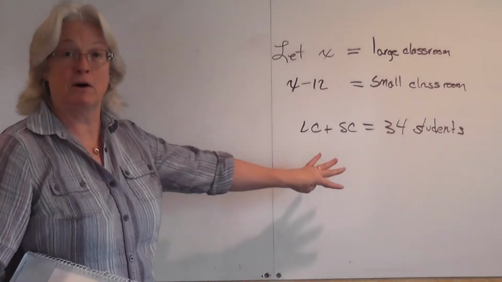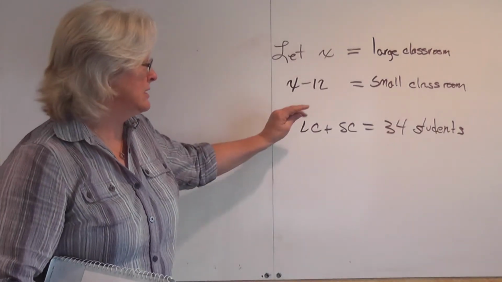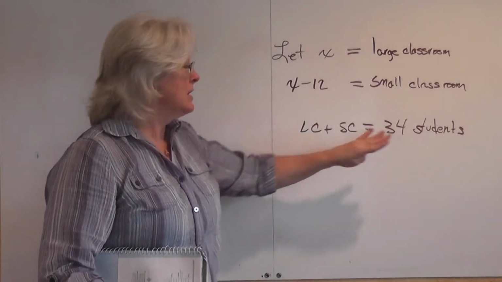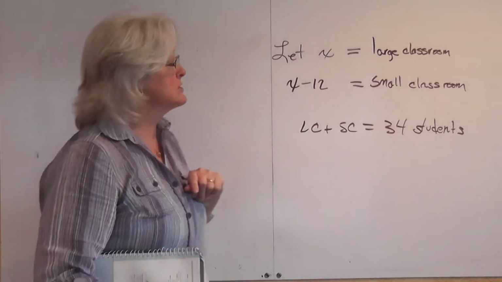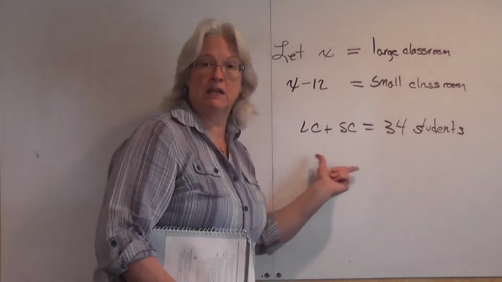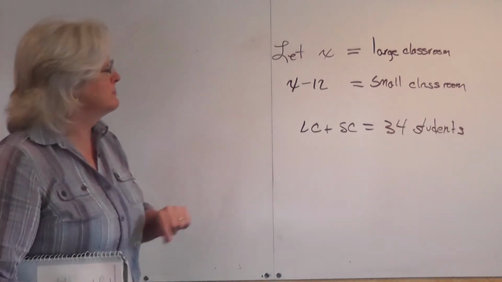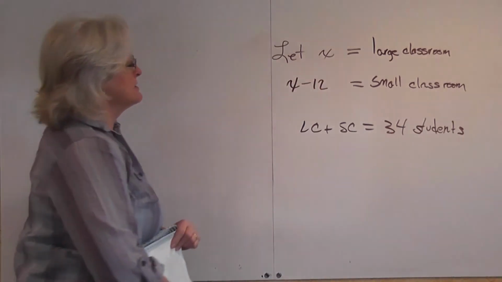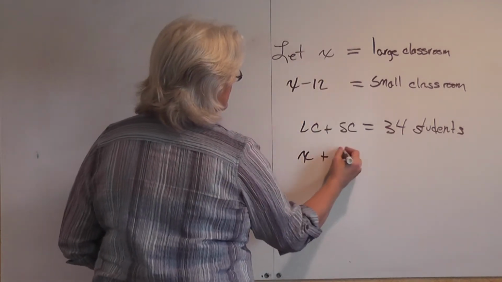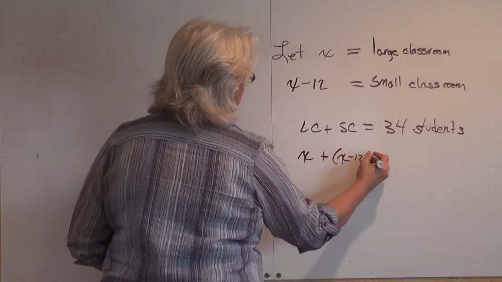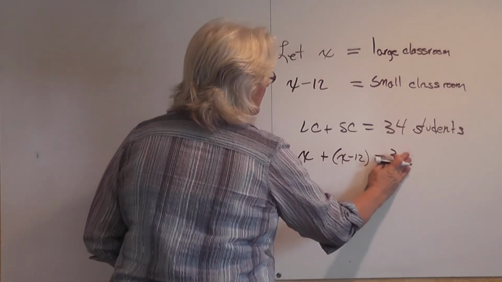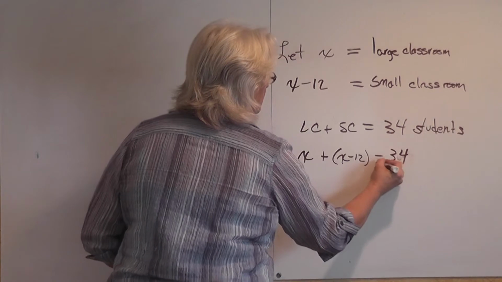This doesn't help us at all solve it, does it? It tells us that if we combine all of the chairs in the two rooms, that we have space for 34 students. But we want to find out what the capacity is of both of these rooms. Well, the capacity of the first classroom is x, plus the capacity of the second classroom is x minus 12. When you combine those together, you get 34.